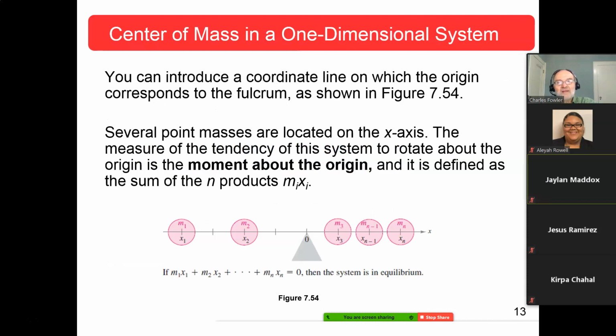Now, you can introduce a coordinate line on which the origin corresponds to the fulcrum, okay? And you just let that be the origin here, where the fulcrum was. Several point masses are located on the x-axis. The measure of the tendency of this system to rotate about the origin is called the moment about this point right here.